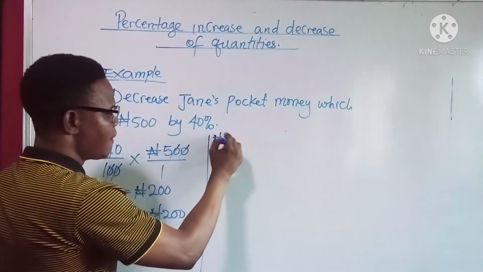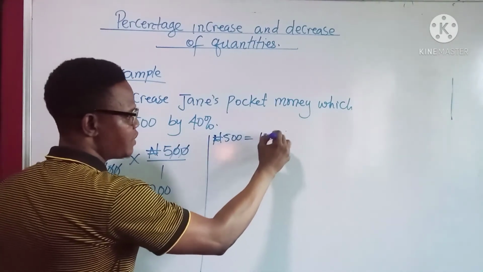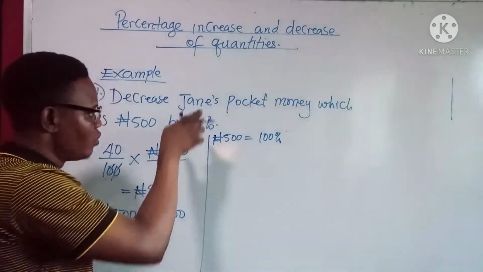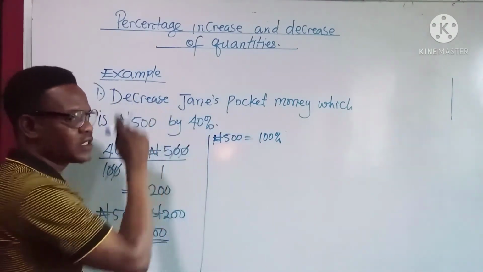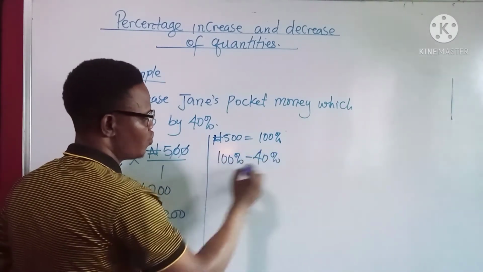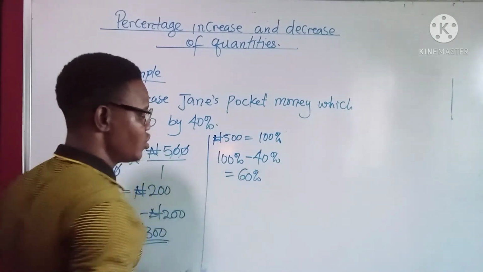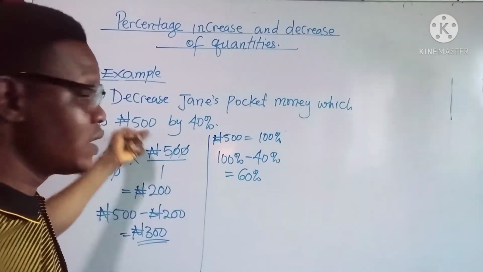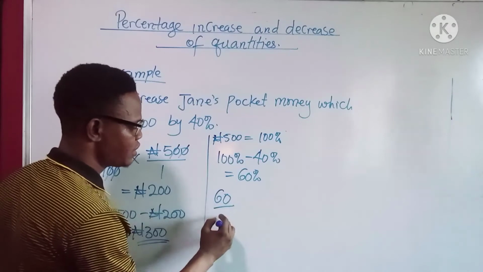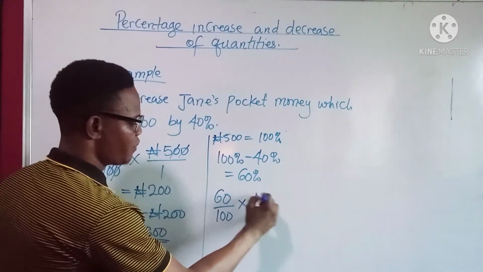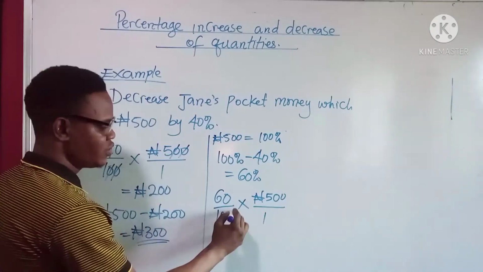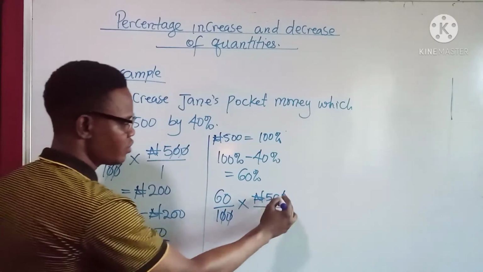So let us use the second method and see if you're going to get the same answer. The 500 naira on its own is 100% that she usually gets as her pocket money. So this time we are decreasing the 100% by 40%. So that is 100% minus 40%, which is 60%. So we'll go ahead and find 60% of 500 naira, which is what Jane will get as her pocket money this time. So 60% is 60 over 100 times 500 naira over 1.